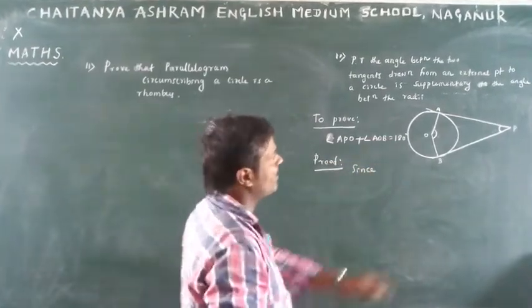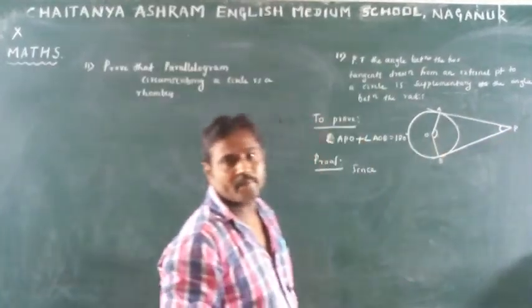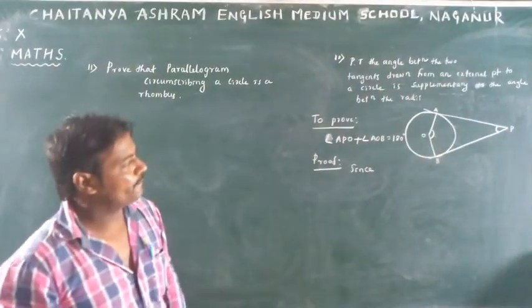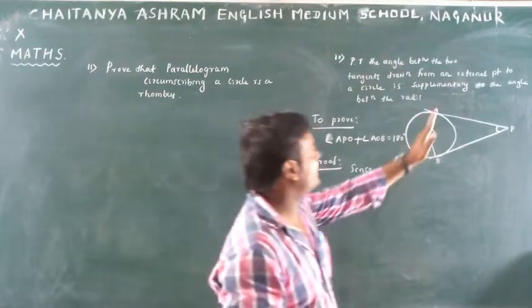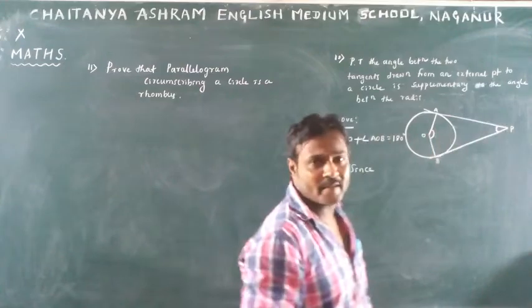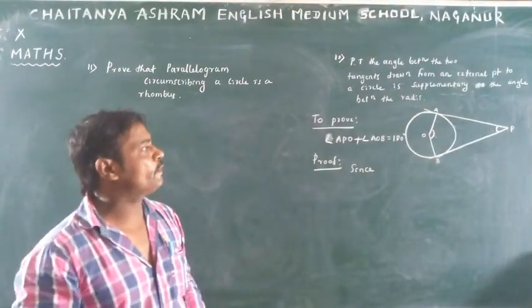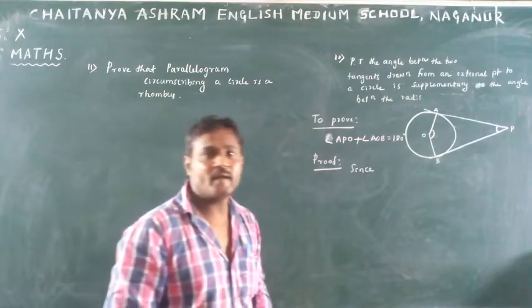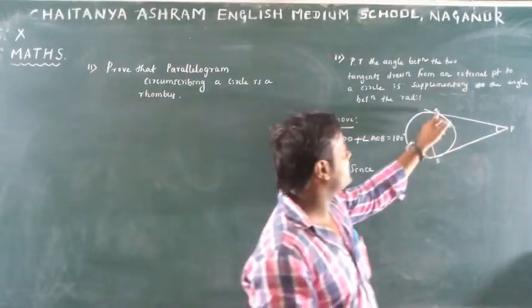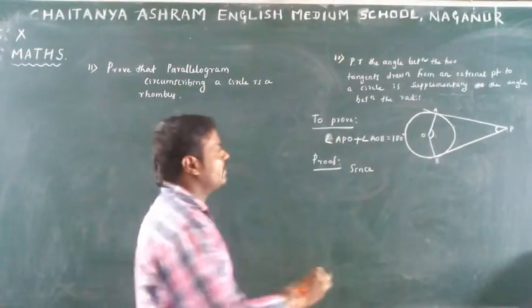Observe the figure. APBO is a quadrilateral. Observe this figure. This figure is closed by 4 straight line segments. So the geometrical figure which is closed by 4 line segments is called a quadrilateral. So here also this APBO forms a quadrilateral.